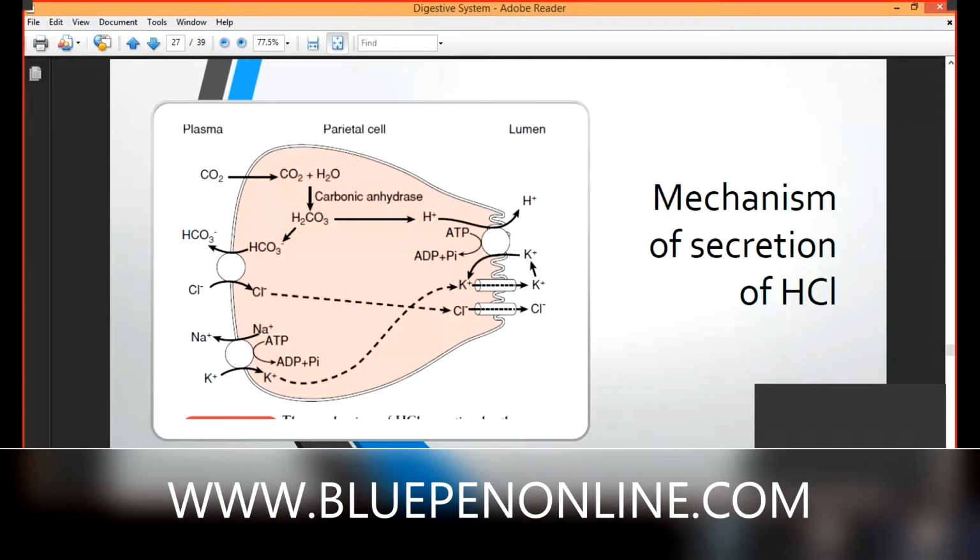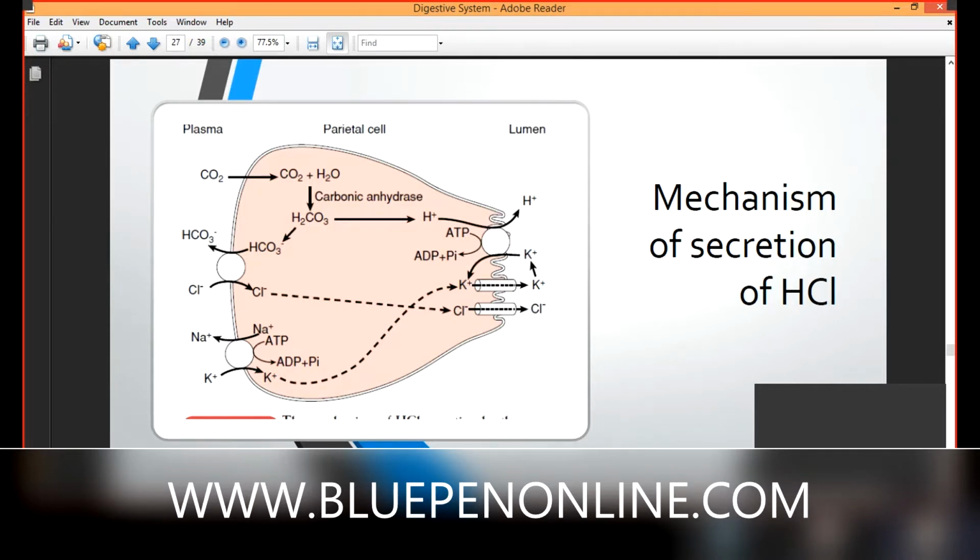So carbon dioxide diffuses into the cell, and this carbon dioxide combines with the water inside the cell to form carbonic acid, with the help of the enzyme carbonic anhydrase. At the top you can see the reaction: CO2 plus H2O gives H2CO3. This H2CO3 is the carbonic acid.